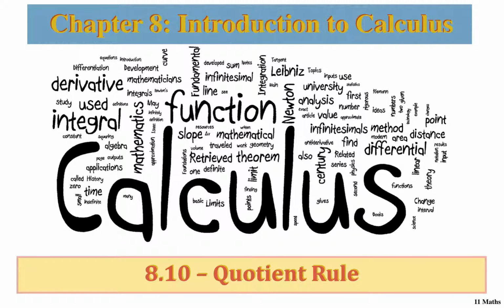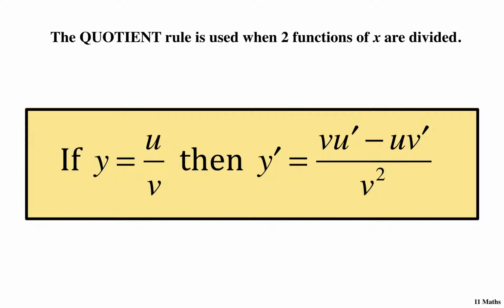Now, welcome to the final lesson on the Introduction to Calculus chapter in the textbook. The last lesson is entitled the Quotient Rule, and the quotient rule relates to quotients, which means that we are dividing. Here's our rule. As I said, it comes down to when you are dividing two things because two different functions of x are being divided.